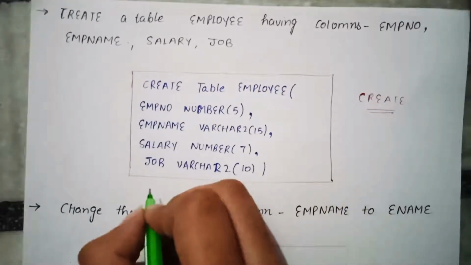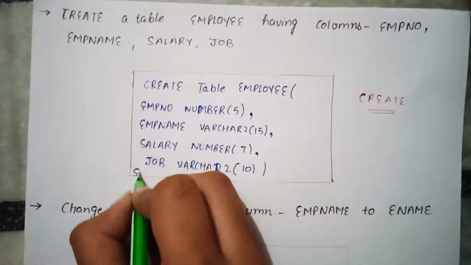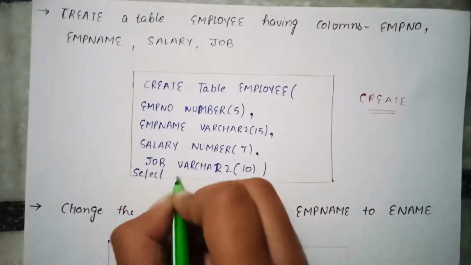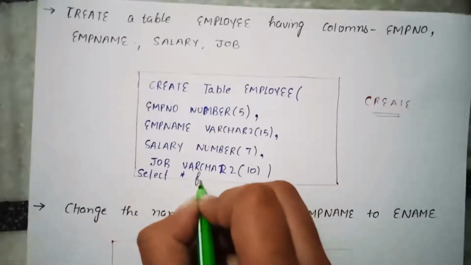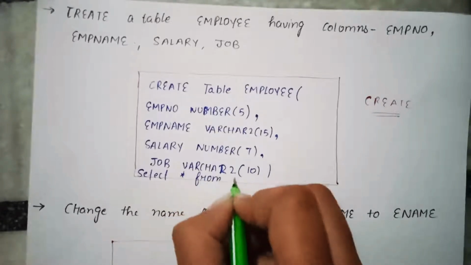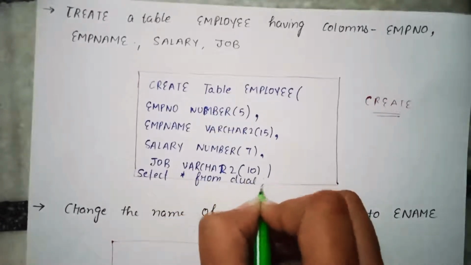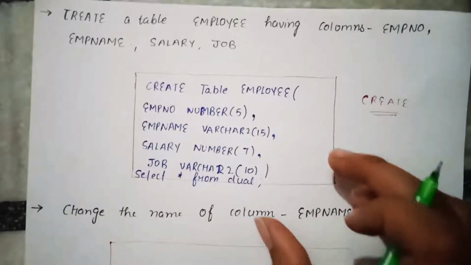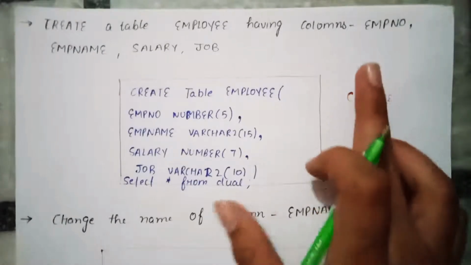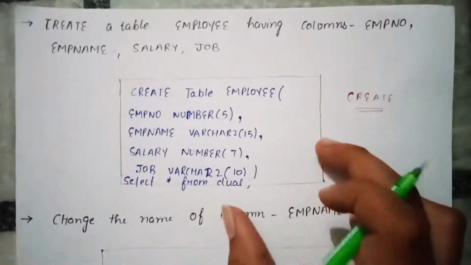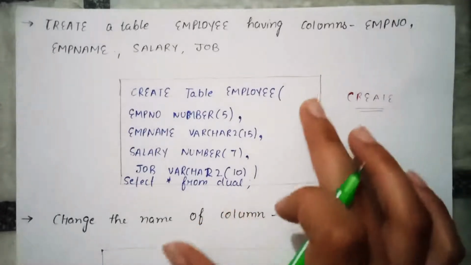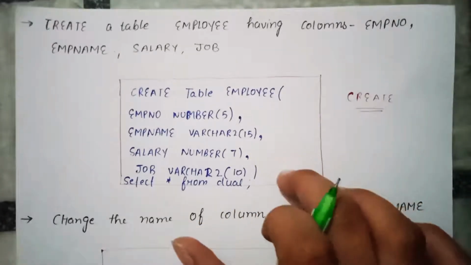So the last line will be select star from dual. Okay, so this is a simple way that we write a query for solving this, in order to create a table employee that will consist of these 4 columns. So this is our first query.